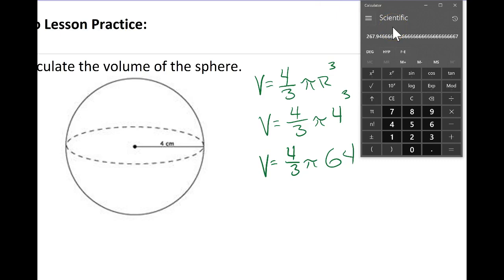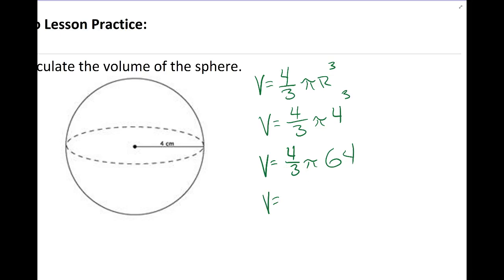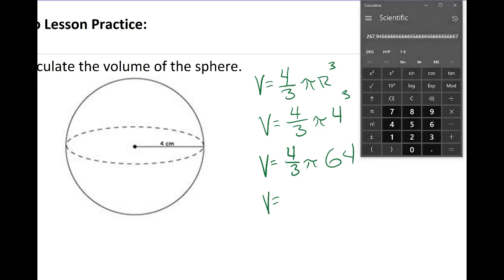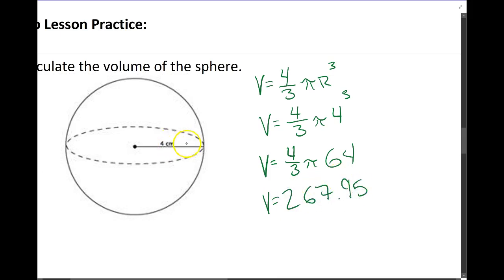I just plugged all of these things in. And I got 267.946 repeating, so I'm going to round up to 0.95. So I get volume is equal to 267.95 centimeters cubed, because it's a three-dimensional shape.